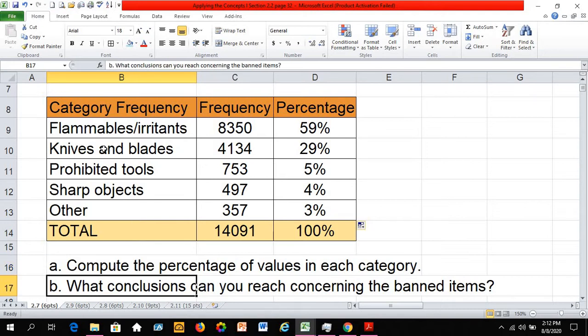Letter B: what conclusions can you reach concerning the banned items? Notice that knives and blades, prohibited tools, and sharp objects are all tools. So in my conclusion, I would combine them as one, together with the others.